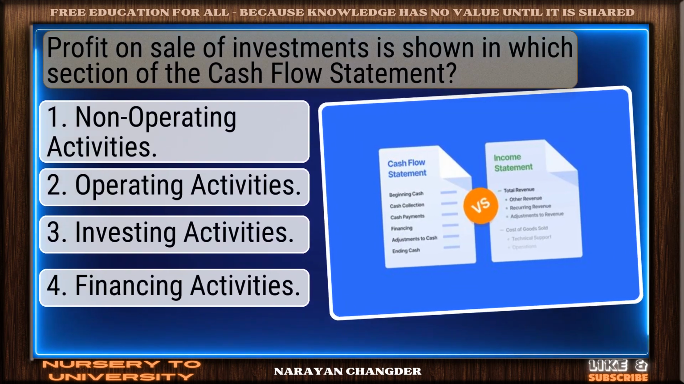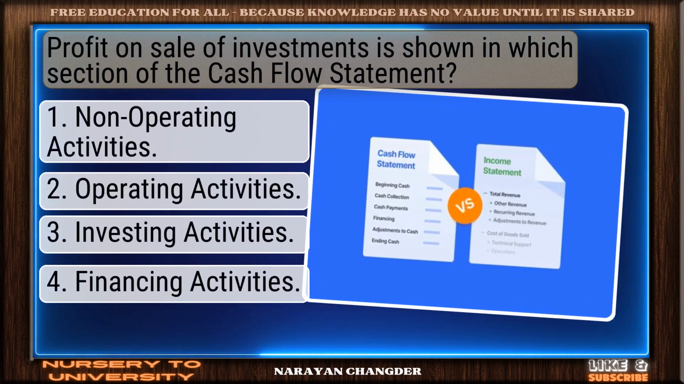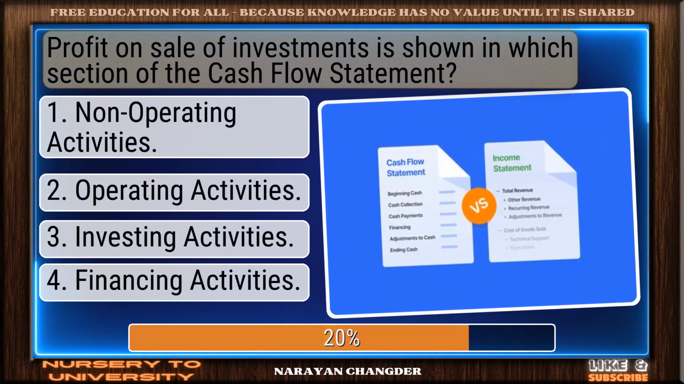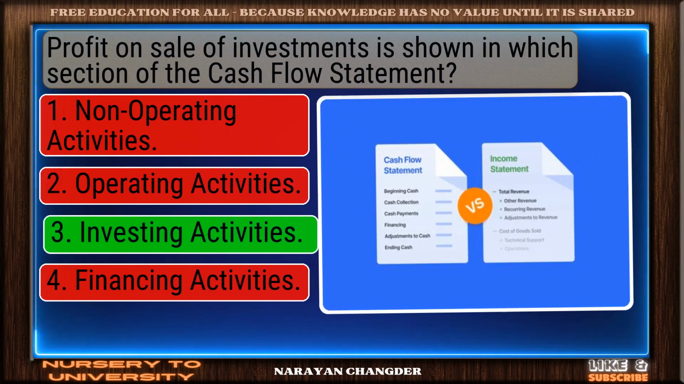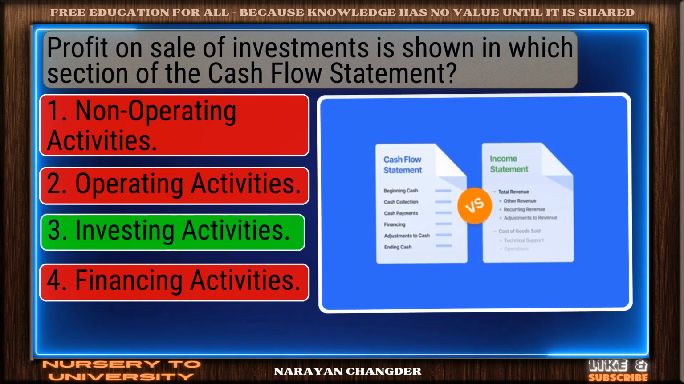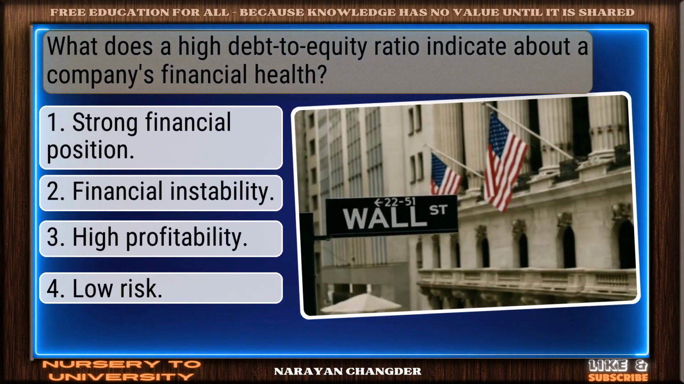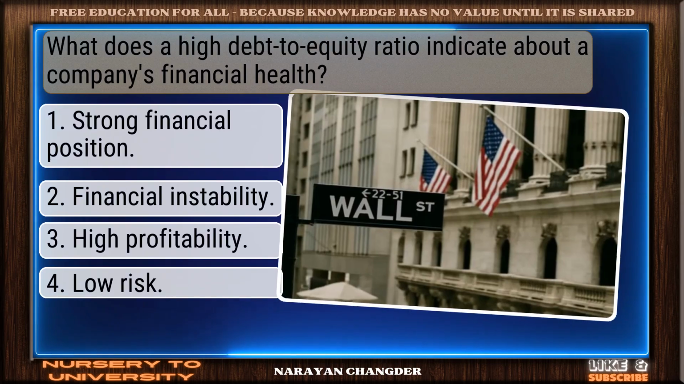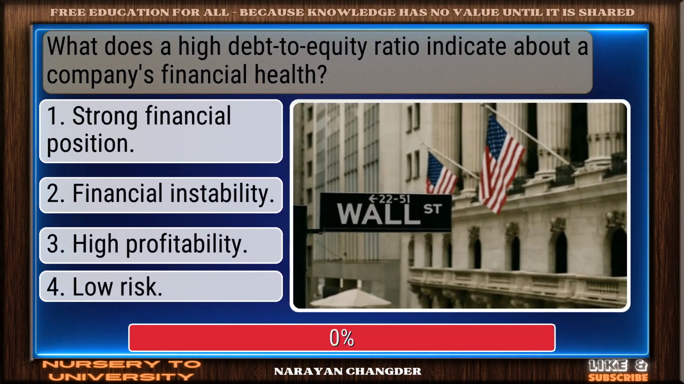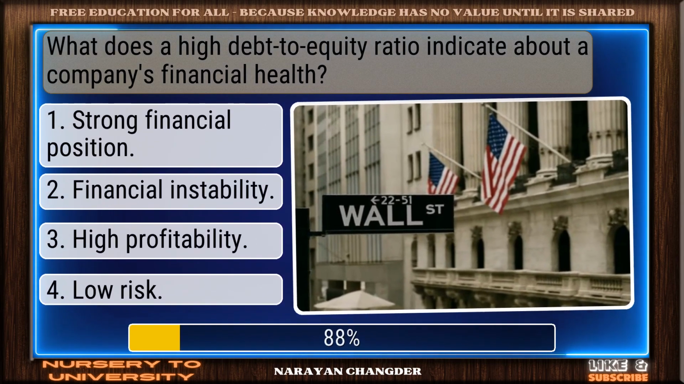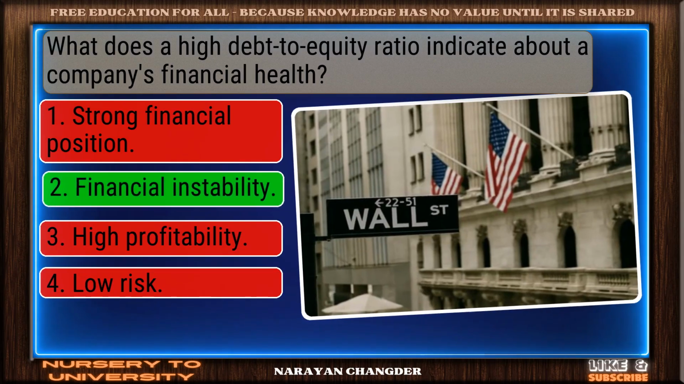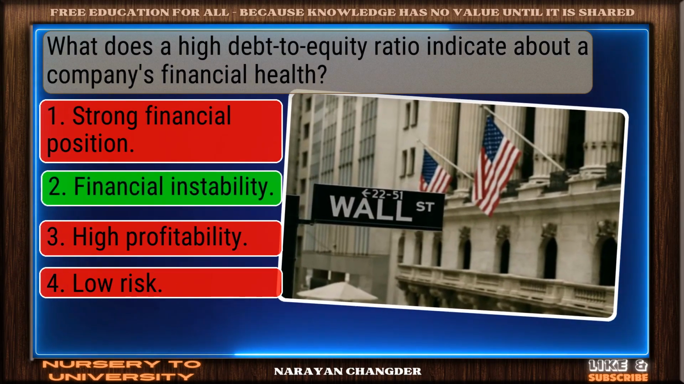Profit on sale of investments is shown in which section of the cash flow statement? Nice selection. Investing activities is the correct and valid answer. What does a high debt-to-equity ratio indicate about a company's financial health? Great thinking. Financial instability is the right choice.